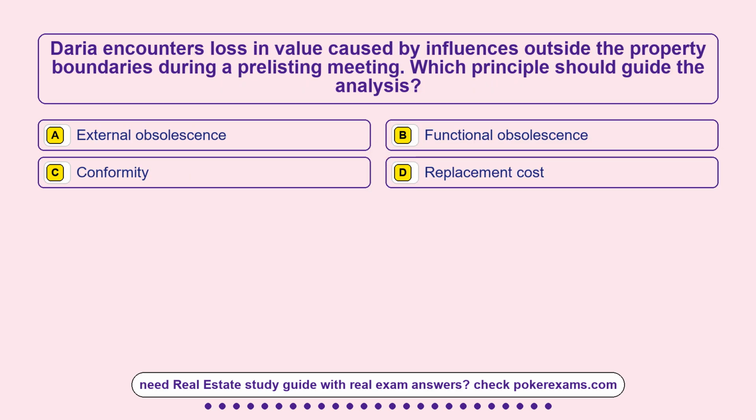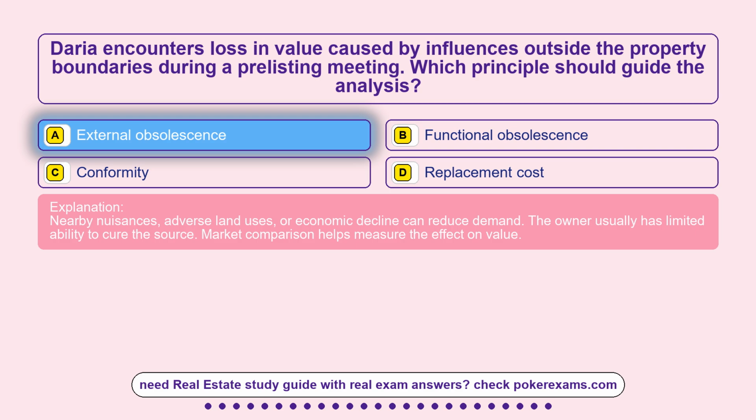Question 22. Daria encounters loss in value caused by influences outside the property boundaries during a pre-listing meeting. Which principle should guide the analysis? Option A, external obsolescence. Option B, functional obsolescence. Option C, conformity. Option D, replacement cost. The correct answer is option A, external obsolescence.